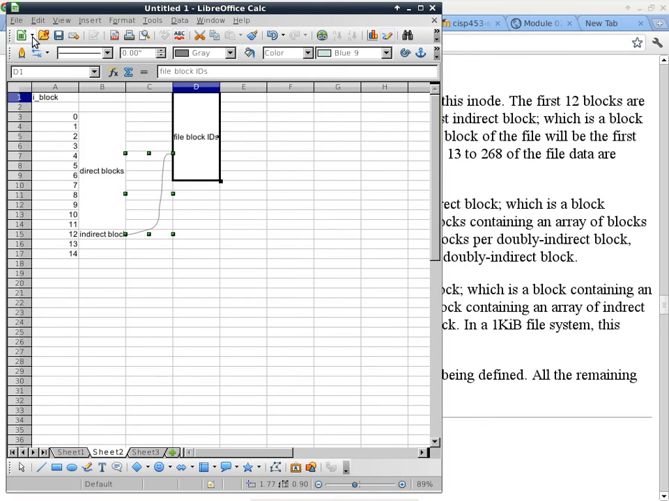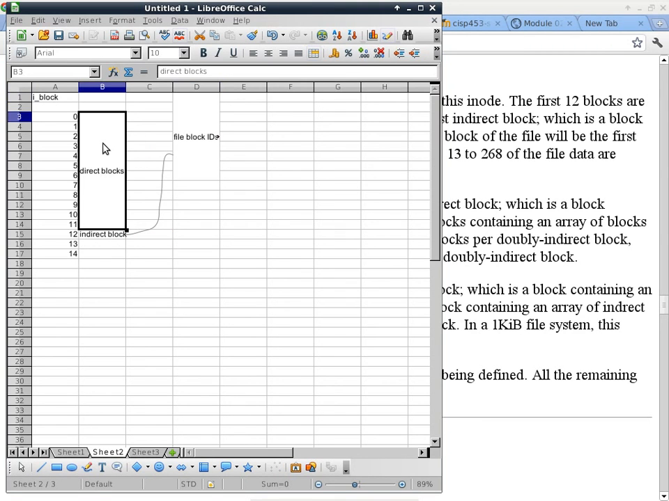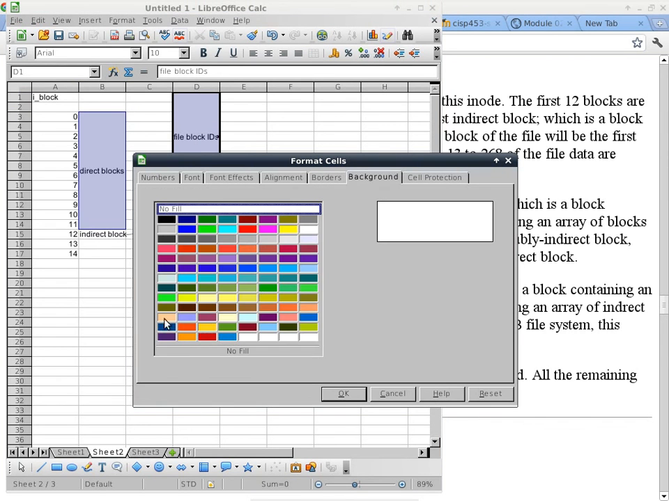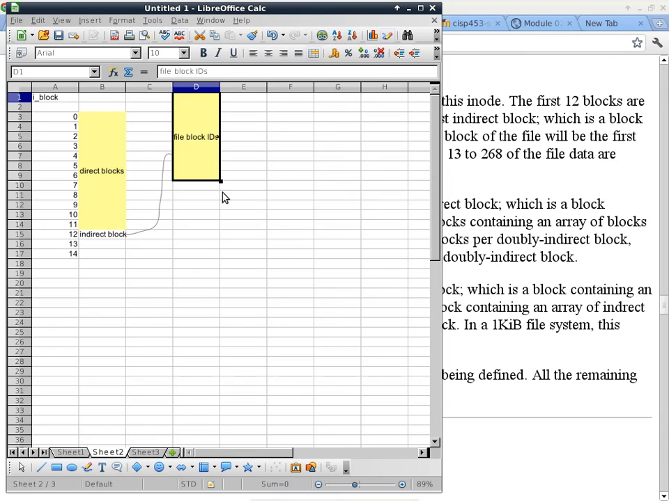I think I have a better way to do this. I'm going to use color coding. Change the background color to a light yellow color. Everything that is in a light yellow color, it doesn't look light yellow on the screen here, is basically a pointer to a data block. In other words, that block is a part of the file. So the direct block itself does not point to a block of the file. It points to a block.